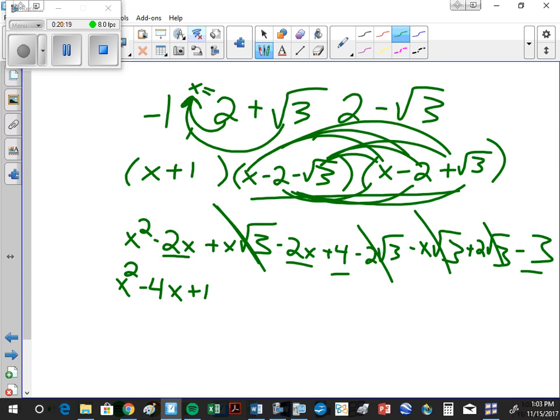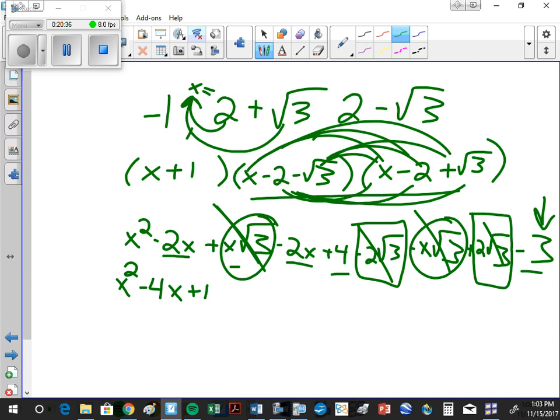Can you guys recreate that? Well, you know that all the square roots are going to go away. So this one will always cancel that one, and this one will always cancel that one. And this one is always just negative the stuff on the inside, every single time. So basically what you're doing is x minus 2 times x minus 2 with a negative 3 on the end. Do you guys see that?